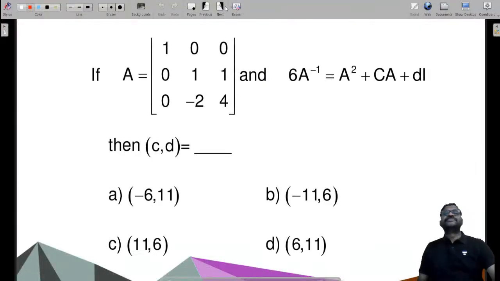Next problem. Yeah, this is the last problem. Observe. This is a problem designed on the Cayley-Hamilton theorem. Matrix A is 1 0 0, 0 1 1, 0 minus 2 4. First we have to write the characteristic equation of A.